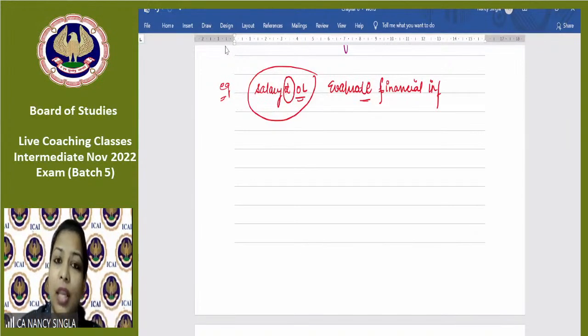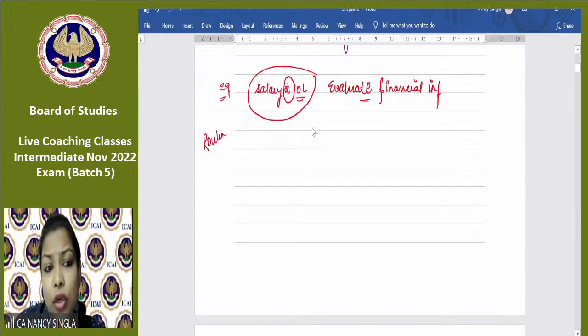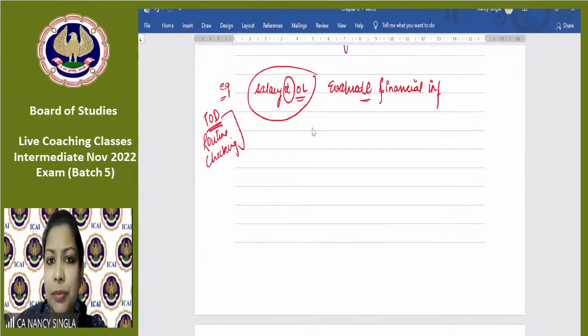Okay? Now, when the auditor is evaluating this information, see, one way of routine checking is what? The auditor will pick up the salary register. Now I'm talking about routine checking, test of details, not about your analytical procedure. The auditor may pick up the salary register, he may pick up the bank statements, he may check the TDS and everything in detail.